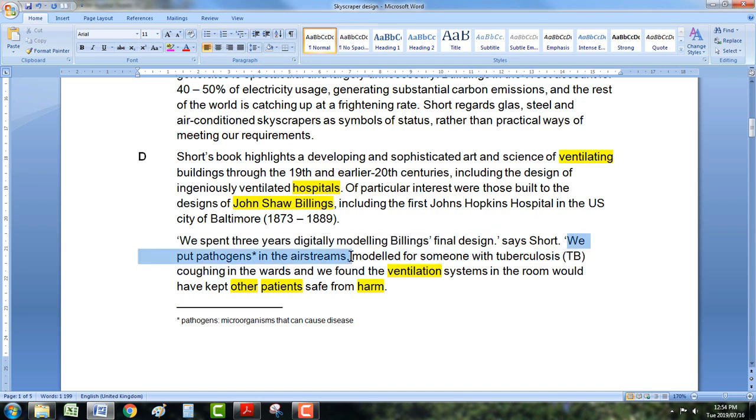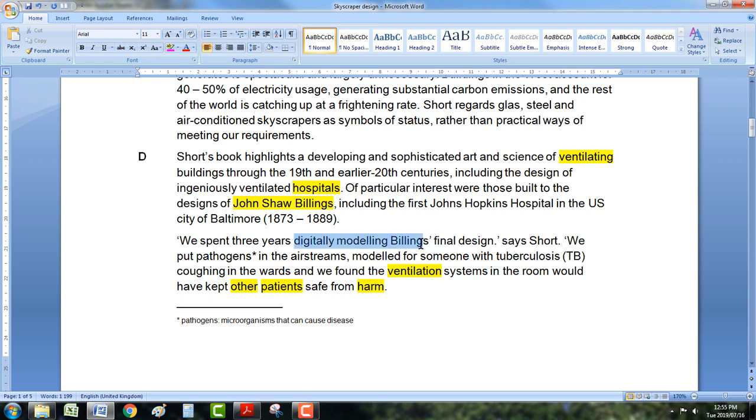We put pathogens in the airstreams. Modeled is like created an experiment. And we found that blah, blah, blah, blah. So again, a lot of the keywords like air and airstreams could have taken you there. Unfortunately, it's everywhere. The test wasn't there, and that was quite tricky.